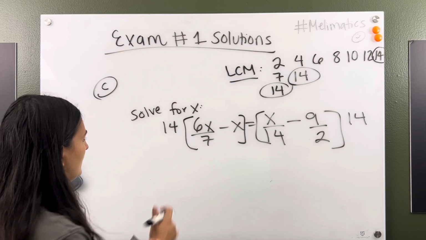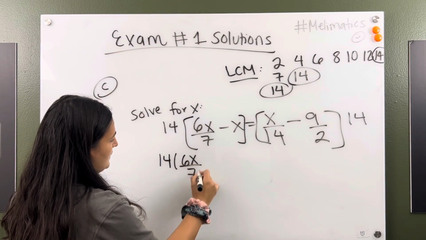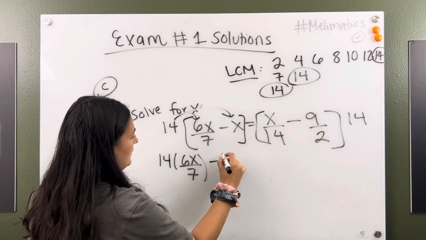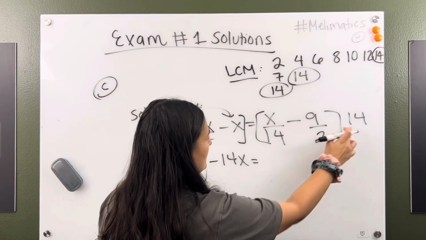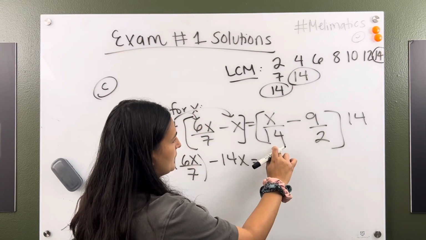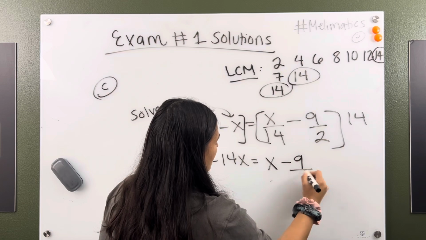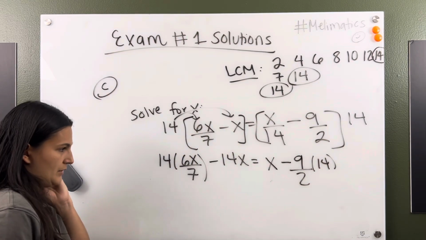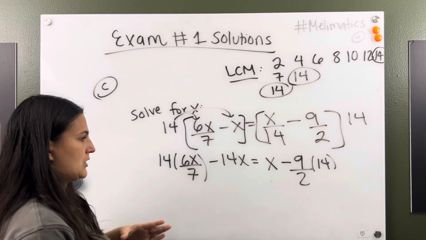So I could do 14 times the 6x divided by 7, and then distribute that 14 as well. Over here, this 14 is distributed, so it's going to cancel with this 14, leaving me with x, and then it's going to be negative 9 over 2 times 14. Right? So now is when we have to simplify, and all these are skills that we can hone if we don't already have them with fractions.